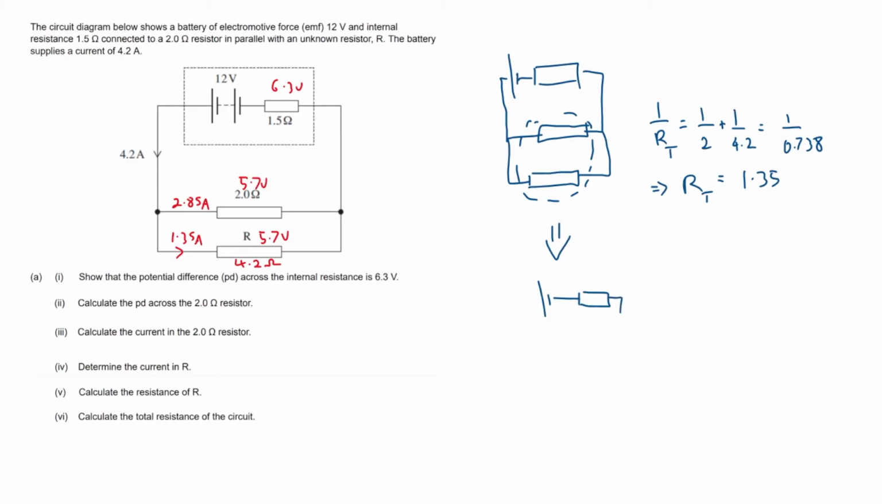Therefore, we have the internal resistance and the load resistance like this. The load resistance being 1.35 ohms and the internal resistor being 1.5 ohms, which of course are connected together in series. So we can just add their two values together, and that comes out as 2.85 ohms.